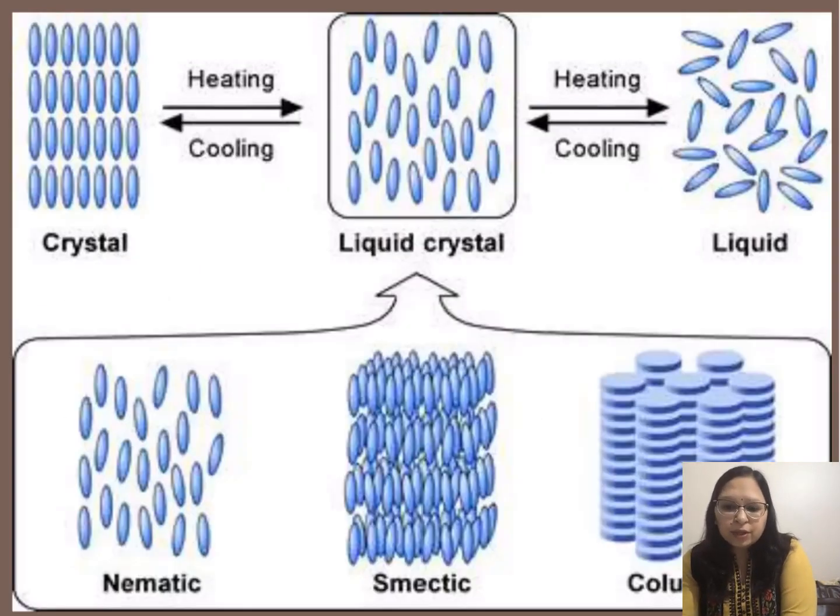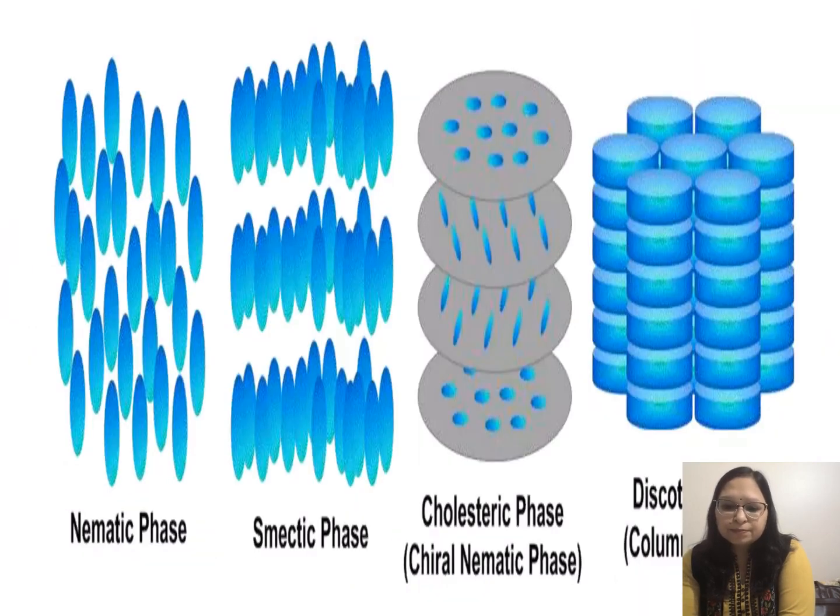Now this is a figure which easily depicts how on heating the crystal changes to liquid crystal, and on further heating it gets converted to liquid. And the reverse phenomenon also occurs. Liquids on cooling again pass through the mesomorphic state, that is liquid crystal, which on further cooling changes back to crystal. Now these liquid crystals can be further classified on the basis of positional order and orientational order into three main categories: nematic, smectic, and columnar or cholesterol. So we would be discussing these one by one.